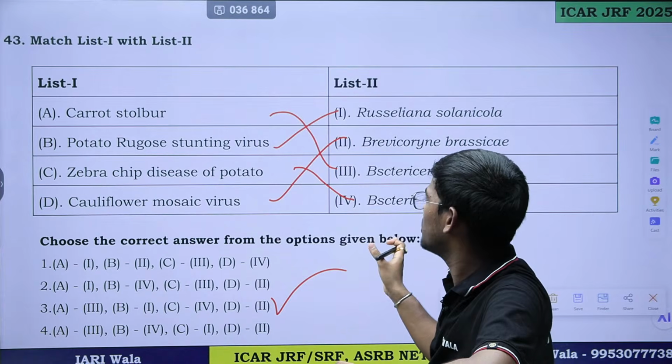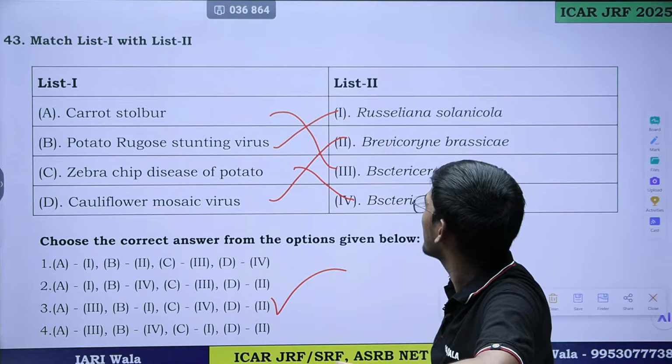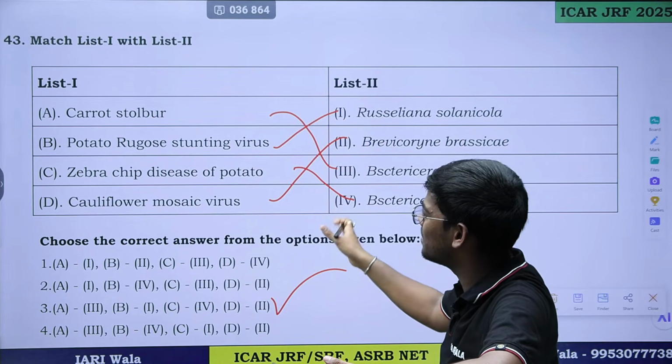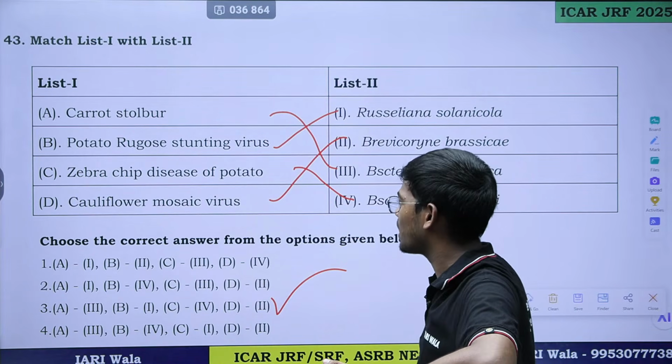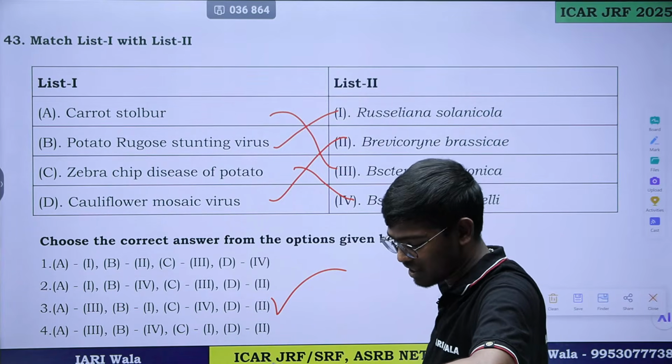So, carrot stolbur psyllid is Bactericera trigonica, potato rugose stunting virus is Russelliana solanicola, zebra chip disease of potato is Bactericera cockerelli, cauliflower mosaic virus is Brevicoryne brassicae. So here the option is 3.